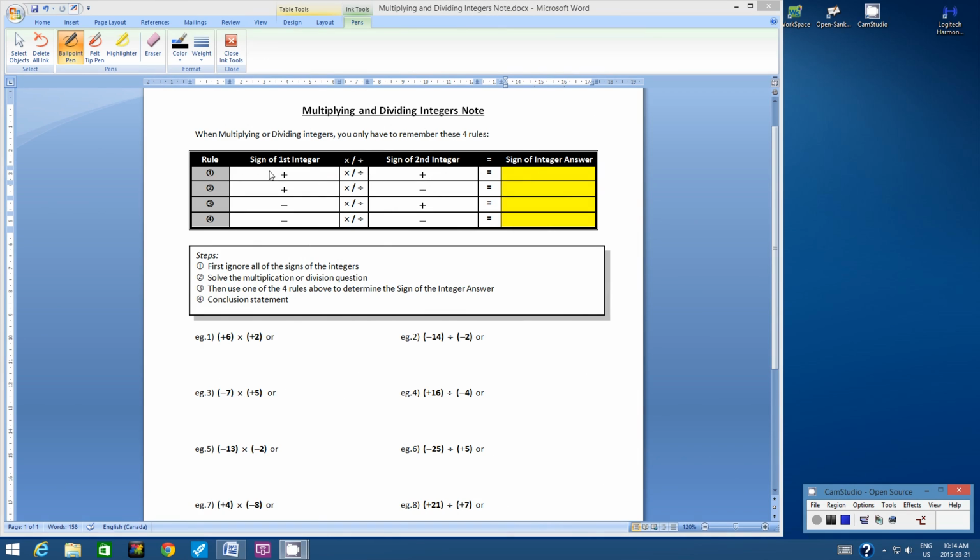Alright, let's start with the note. When multiplying or dividing integers, you only have to remember these four rules. So I've created a little table here to show the rules. Rule number 1, 2, 3, and 4. So let's read across the first row.